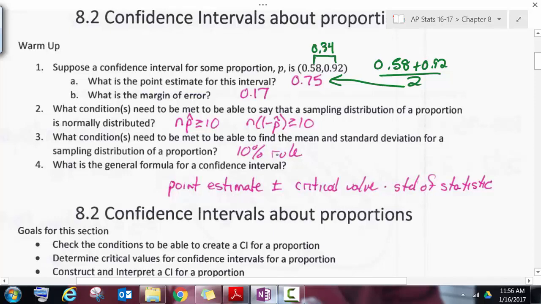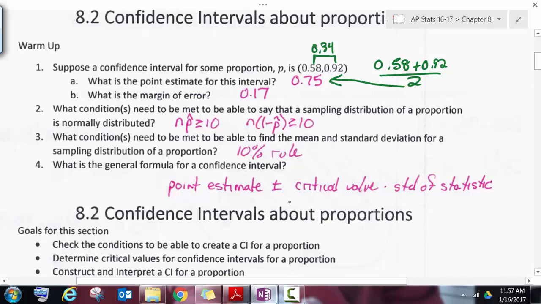What conditions need to be met to be able to find the mean and standard deviation for a sampling distribution of a proportion? The 10% rule, that we are at most less than 10% of the total population, whatever that is. We don't have a situation here, so we can't apply it, but it's just our 10% rule.